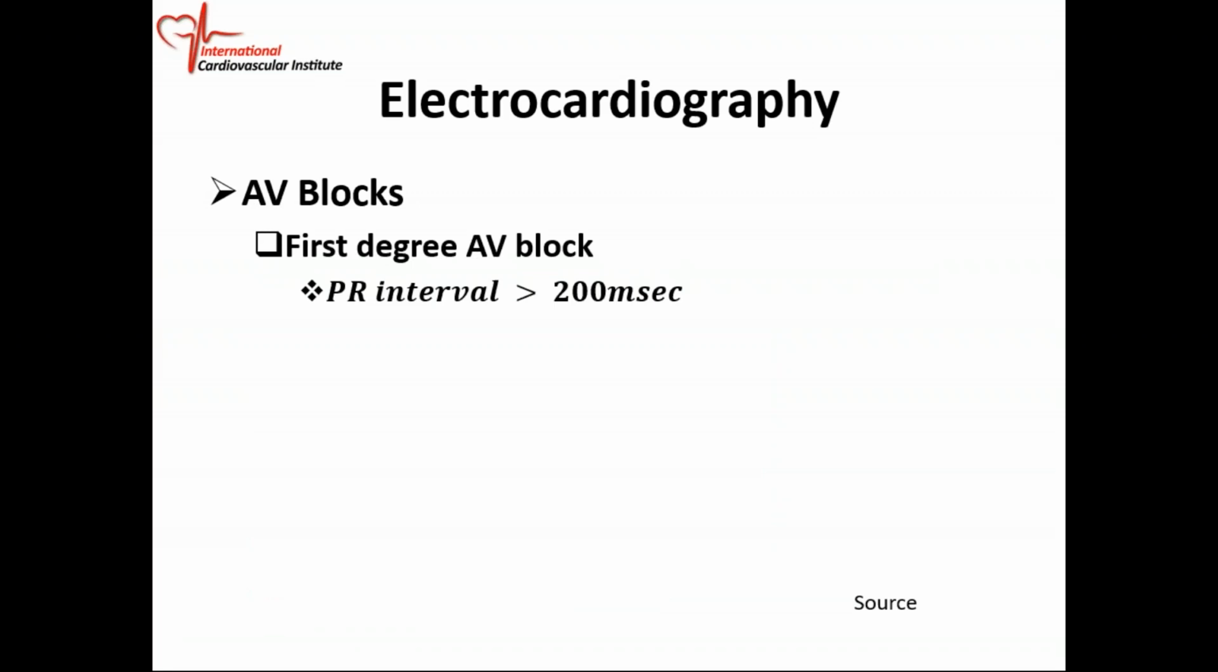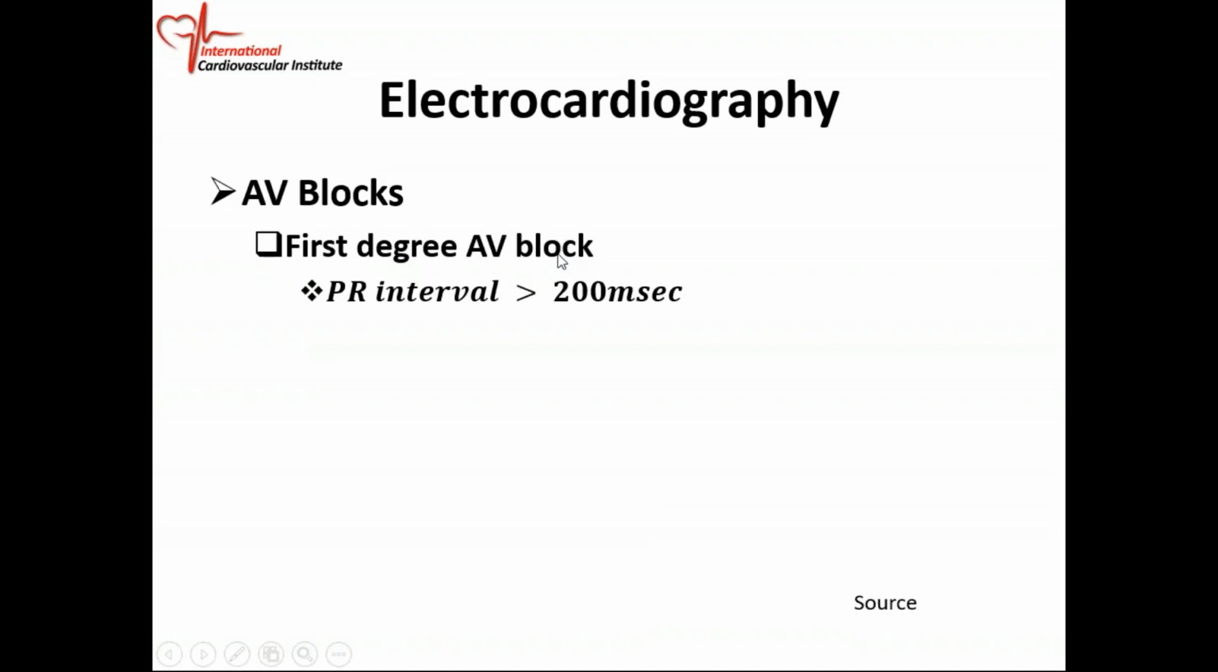So the impulse, again, these are just electrical stuff. When we do an electrocardiogram, it's just the electrical activity of the heart and what can happen to the electrical stimulation. When we talk about AV block, that means the impulse going from the atrium to the ventricle is blocked. There are different types of AV block. The first one is what we call first degree AV block.